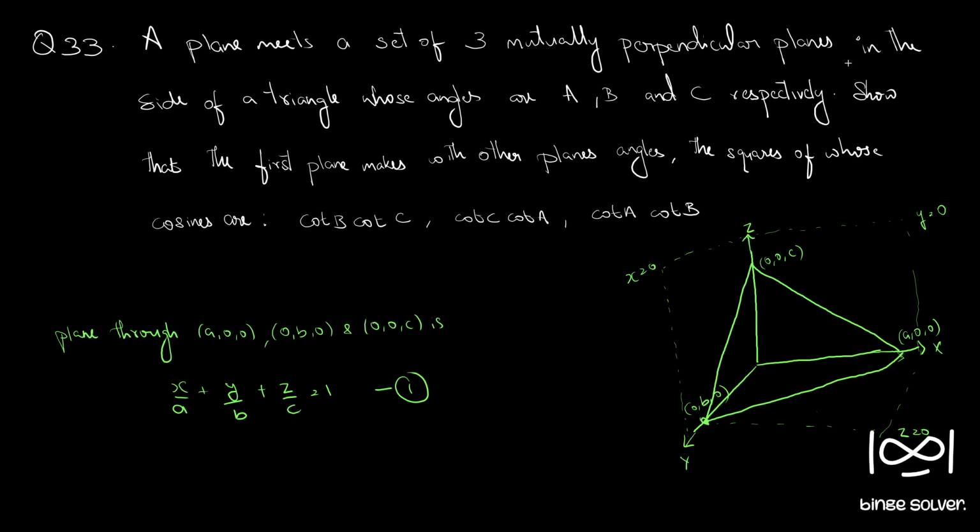Now a plane meets a set of three mutually perpendicular planes in the sides of a triangle whose angles are A, B, and C. The triangle's angles are given, so I'll mark them as A, B, C. This is the triangle, okay? And the first plane makes with the other planes angles, the squares of whose cosines are given. So what is the angle mentioned in the question? It is the angle this plane makes with the coordinate planes.